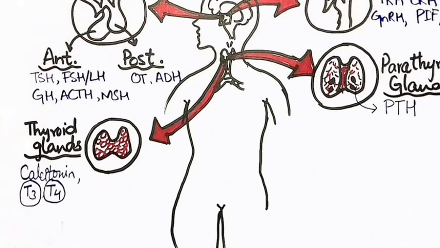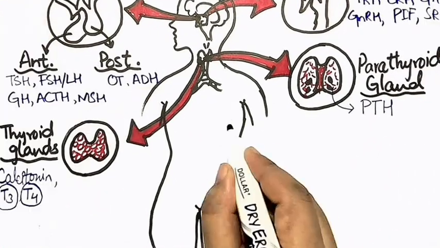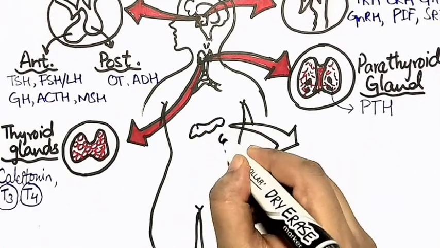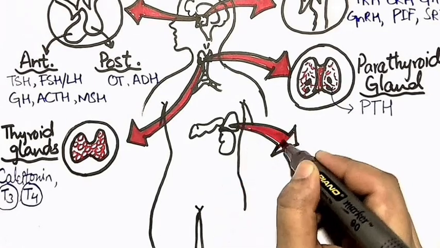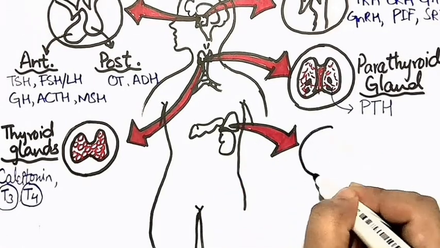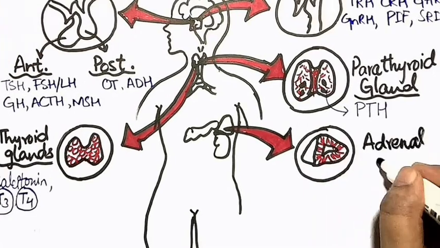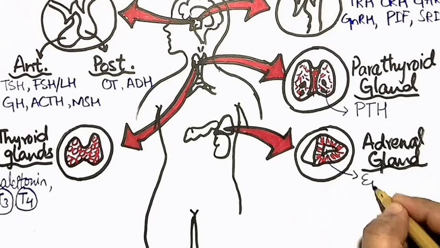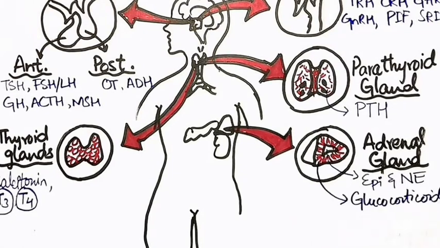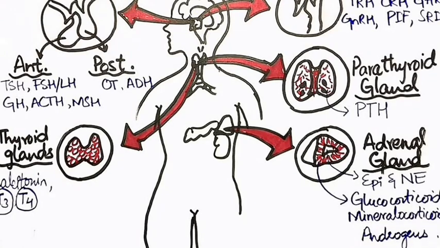After that, coming to another gland present above both kidneys, called the adrenal gland. The adrenal gland consists of two regions: the medulla, the inner one, and the cortex, the outer one. The adrenal gland secretes epinephrine and norepinephrine from the medulla, and glucocorticoids, mineralocorticoids, and androgens from the cortex.